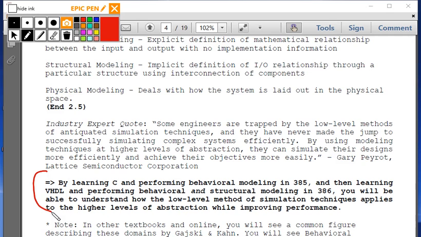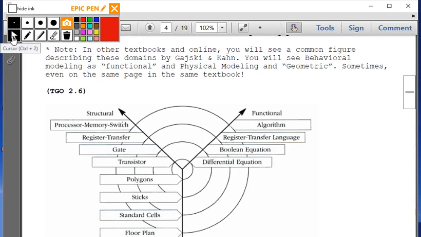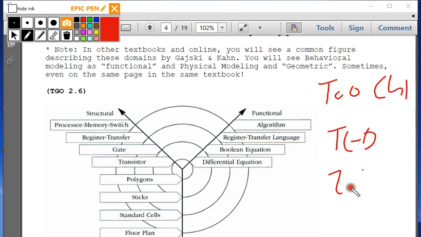And so 2.6 is a good place to stop because I'm going to include this diagram. You'll see this diagram. This is a Gajski-Kuhn chart, and so we'll finish all the rest of the TGOs and example questions in Chapter 1, and then TGO 2.1 through 2.6. So let me describe what this chart means.